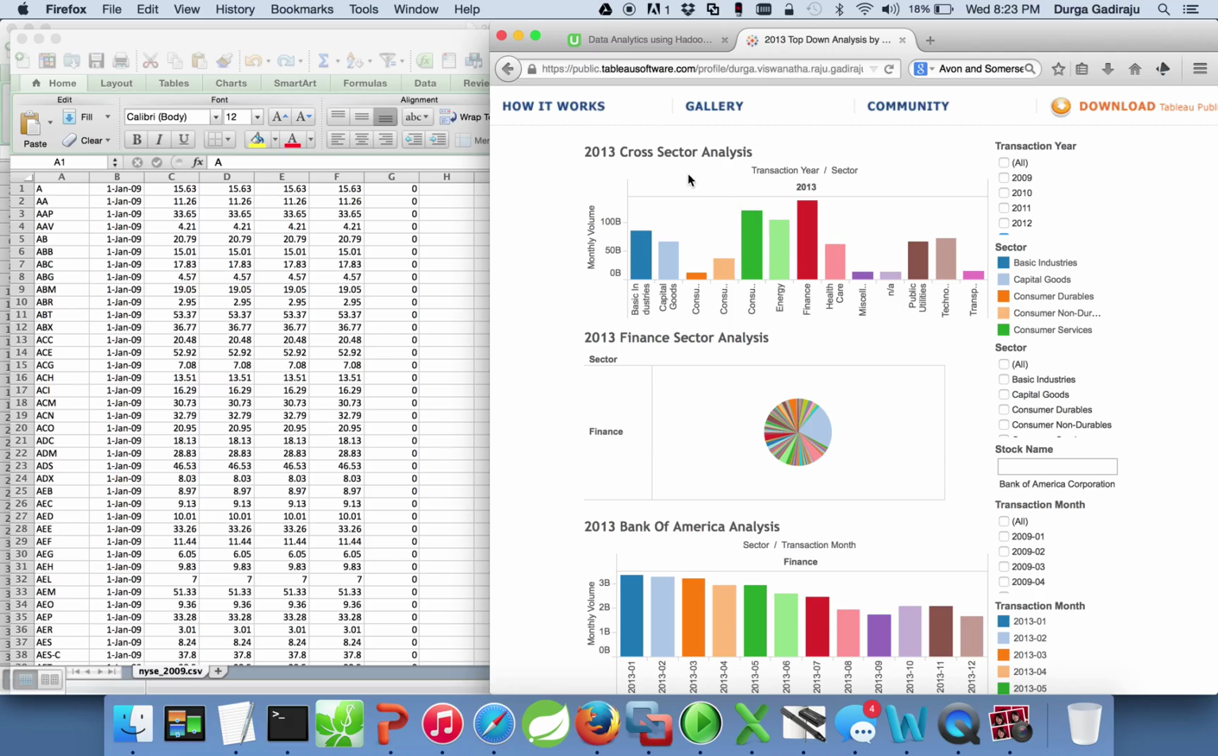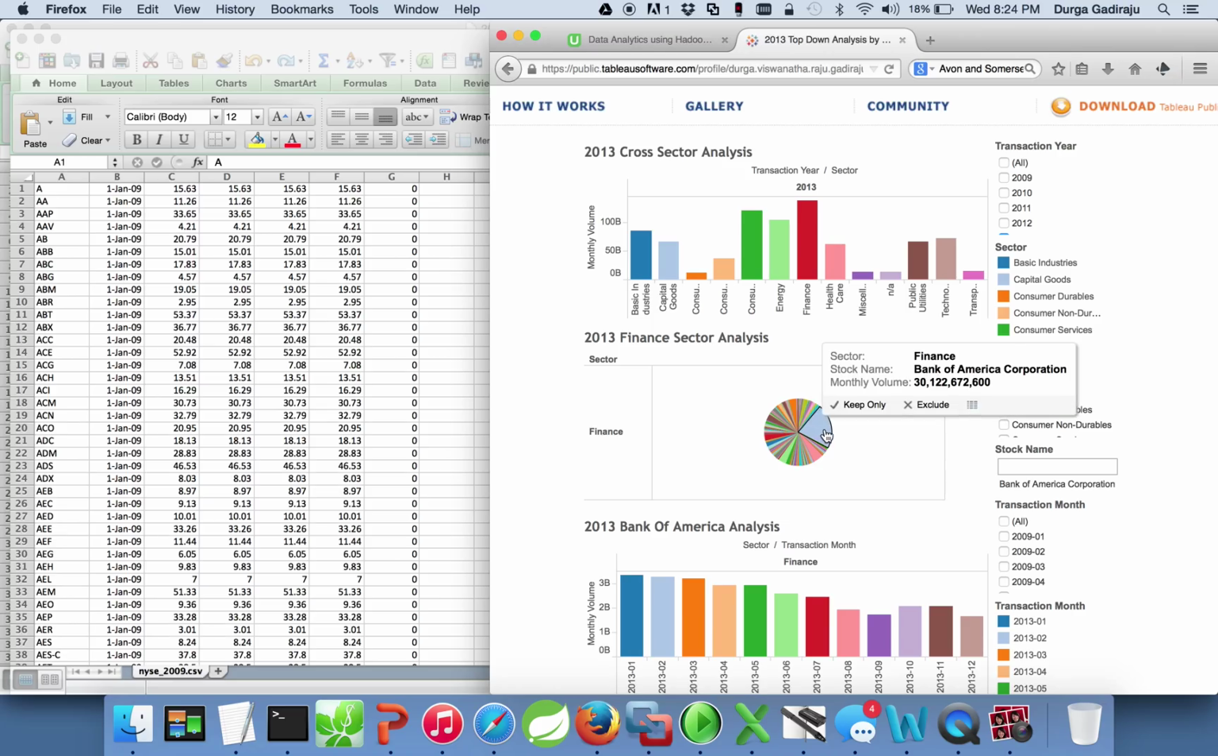On top, we have the cross sector analysis. Depending on each sector, it will compute a chart which will tell the volume of stocks that is traded for that year, 2013. We have finance on the top, and once we determine the highest volume sector within all the sectors in the stock market, we'll be drilling down on the finance sector to determine which stock is traded most.